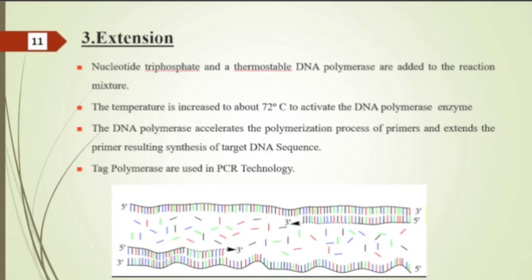The Taq polymerase is used in PCR technology. This Taq polymerase is extracted from thermostable bacteria, which generally live in the hot springs which are there in the world. This Taq polymerase is essential for the PCR technique.